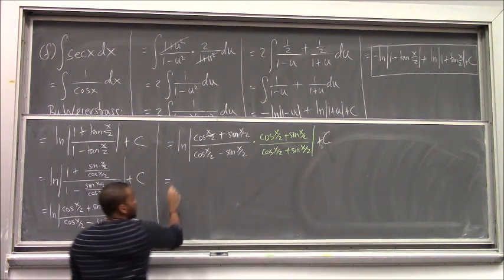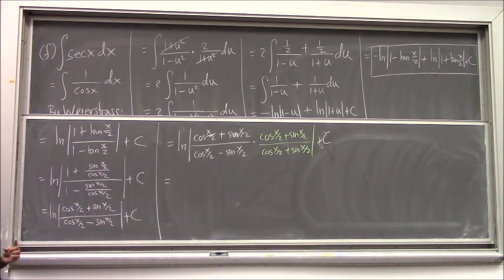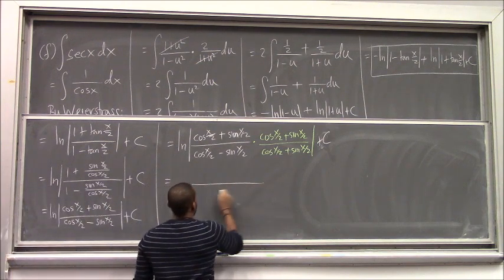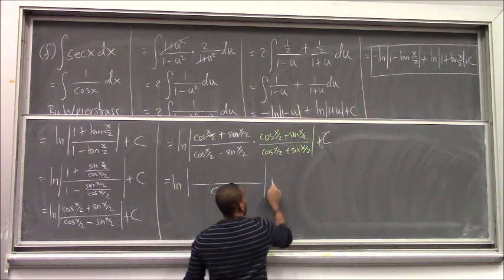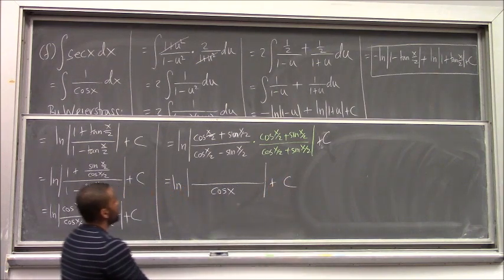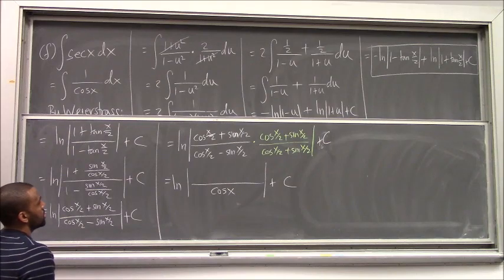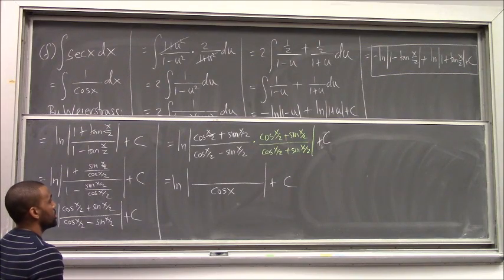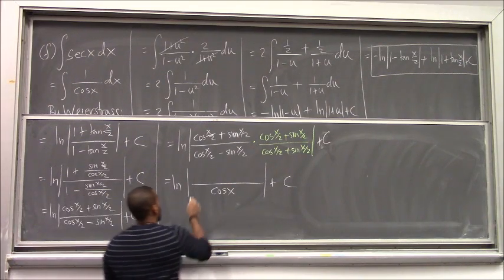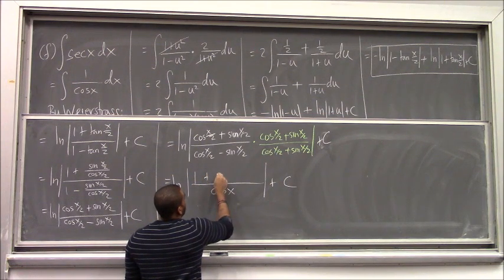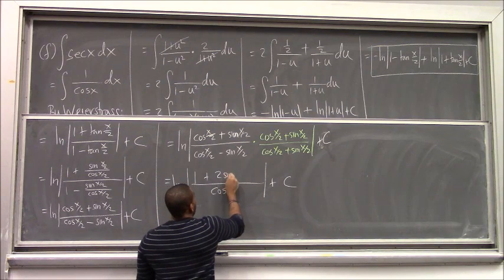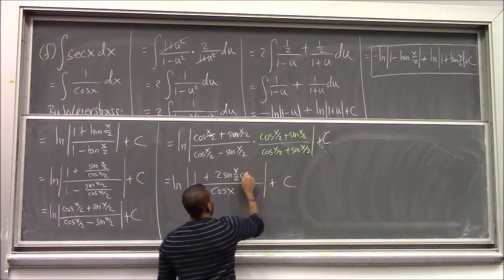Now, what that's going to do in the denominator is I'm going to get cosine squared x over 2 minus sine squared x over 2, which is cosine x, right, by the double-angle formula. And in the top, I'm going to get cosine squared plus sine squared, which is 1, plus 2 sine x over 2 cosine x over 2.